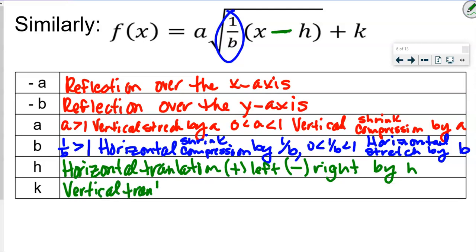Again, this one's going to stay what it is because it's outside the house. Y'all got me? So this is going to be plus means up and minus means down, okay? That's what vertical means, right? Up or down. And this one's going to be by k.